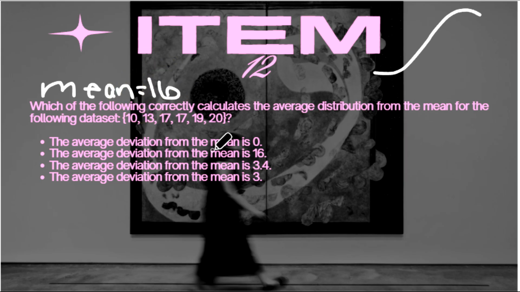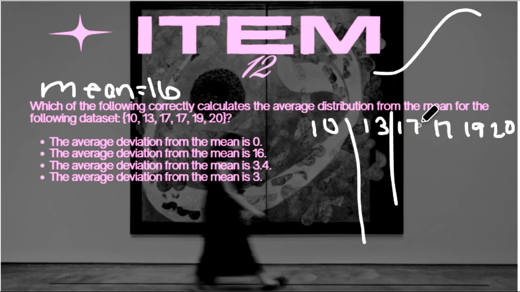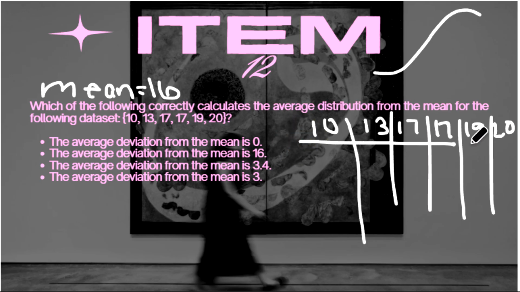Now we're looking for the average deviation from the mean. So don't just circle that. What we need to do now is figure out the average deviation from the mean. We have the mean, so now we need our little table. We have 10, 13, 17, 17, 19, 20, and we need to figure out how far each of these values is from the mean.